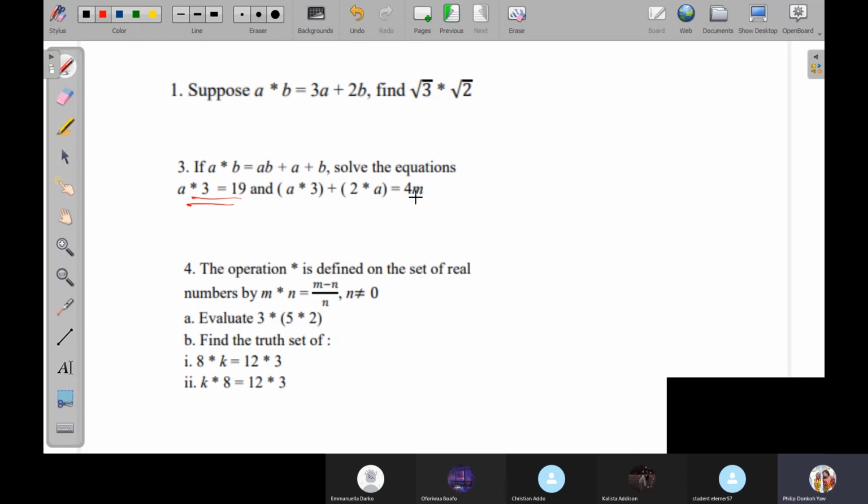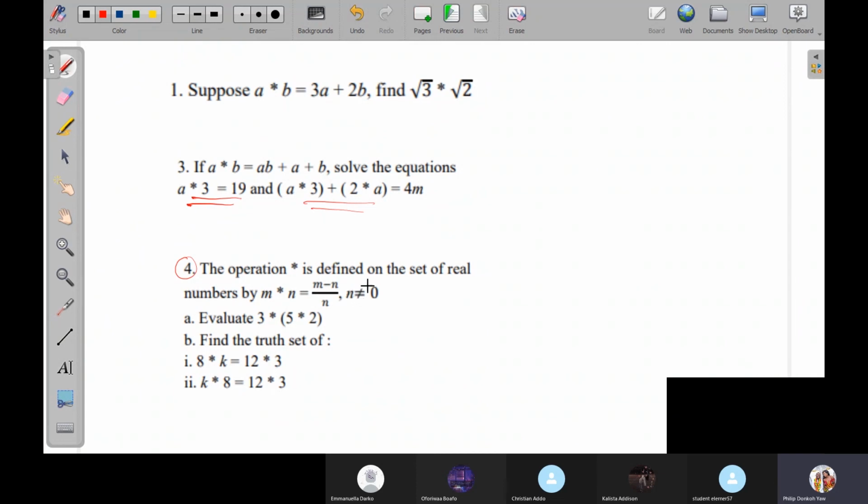So you have to solve for this equation as well. So that's another equation altogether. Then question number 4 says that the operation star is defined on the set of real numbers by m star n equal to m minus n all over n, where n is not equal to 0.